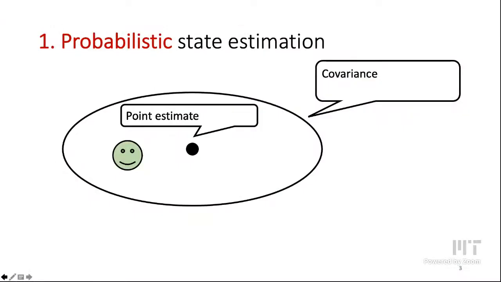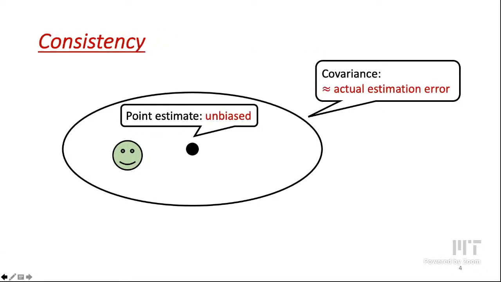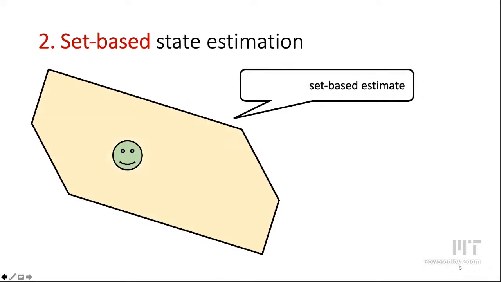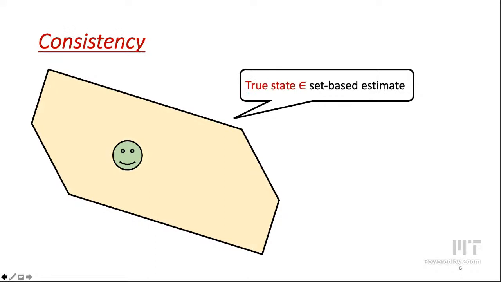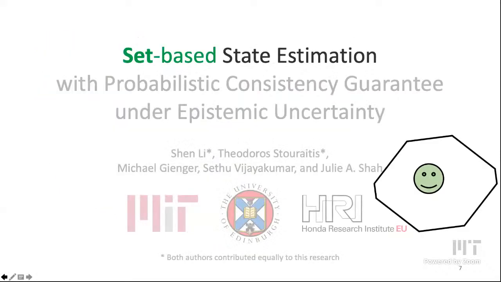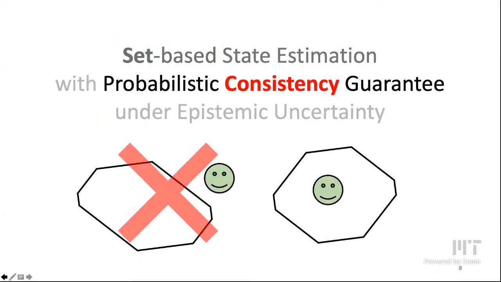State estimators have multiple ways. One way is a probabilistic approach, which will produce a point estimate and a covariance. Consistency is a very important property, defined as an unbiased point estimate and covariance matching the actual estimation error. Another approach of state estimation is set-based estimate. In this approach, it will produce a set at every time step that can bound the true state. And the consistency here is interpreted as a true state being bounded by the set estimate. In this work, we focus on the set-based approach, and in particular on the consistency guarantee, which means that we want the set produced by the algorithm to always bound the true state of the human.